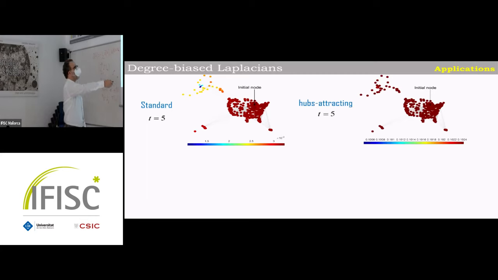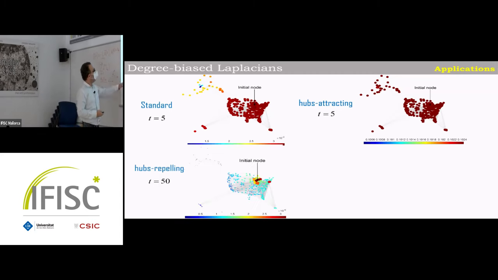Of course, the hubs attracting is even worse. So this is telling you that a hub will be dramatically affected by a time delay, and then, of course, it will immediately propagate to the rest of the network. And this is the hubs repelling. It delays more, but then the delay is very much localized to a given particular region of the network.